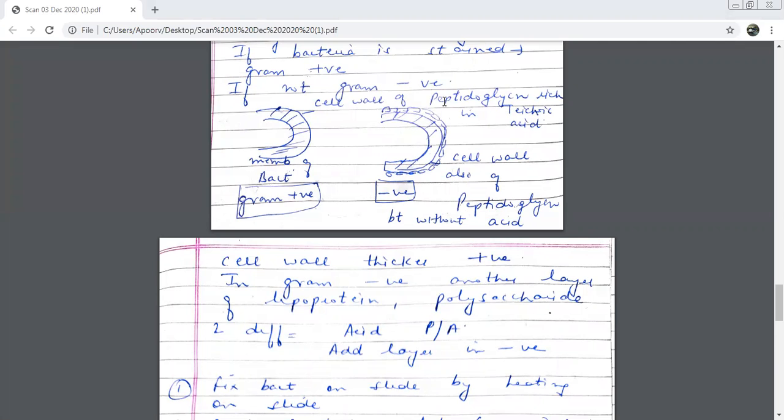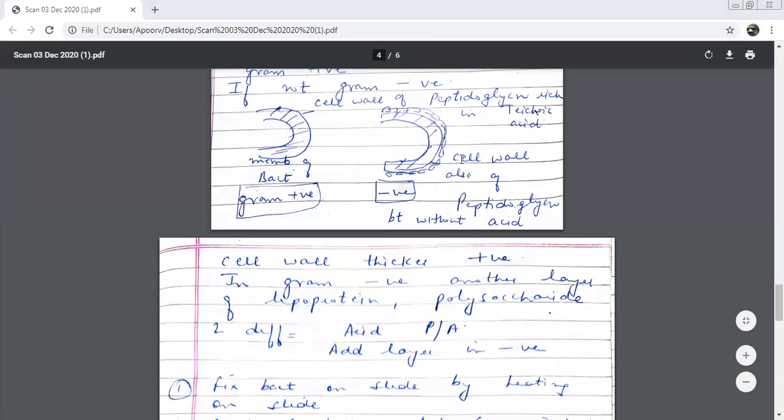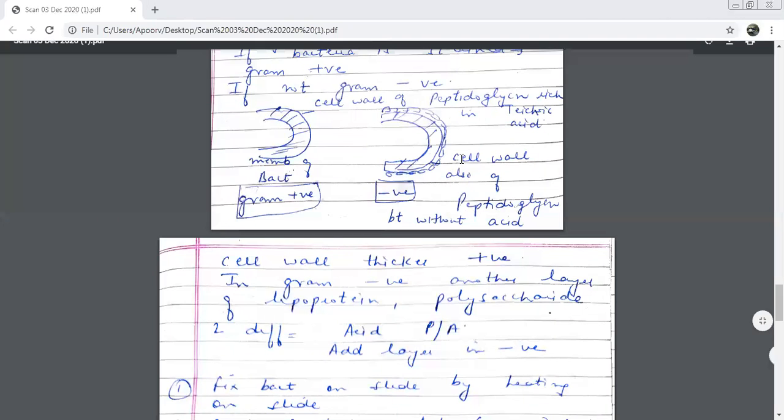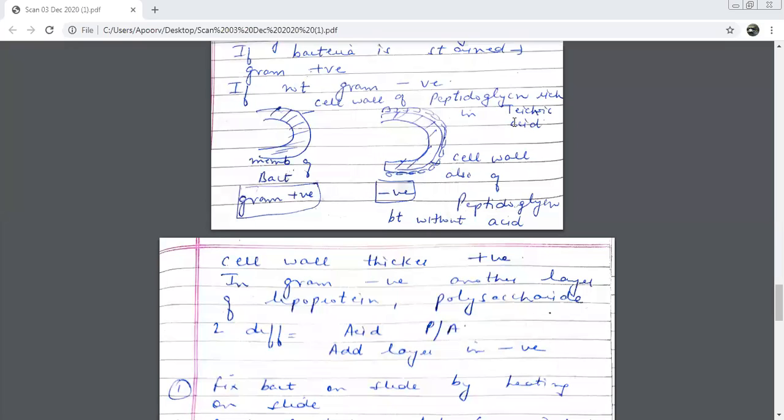Just keep in mind the composition, beta. Okay, composition of both the layers, because this will help you to have the main differences between both of them. First is the presence and absence of an acid. And the second was what?